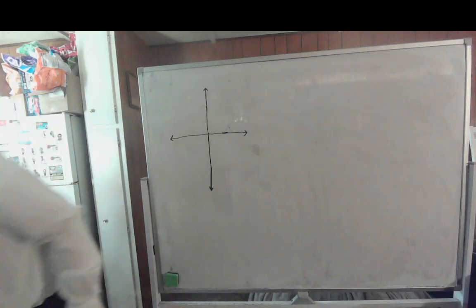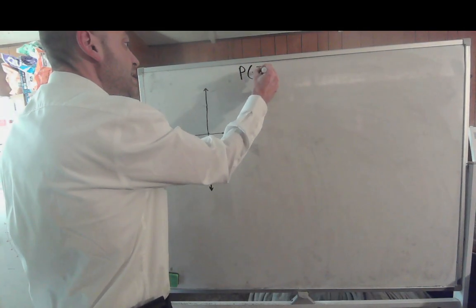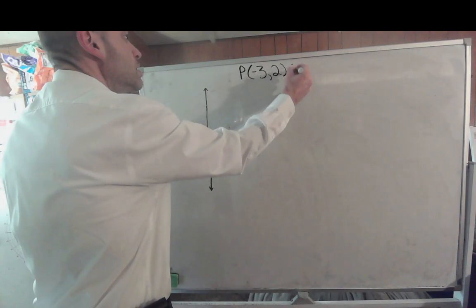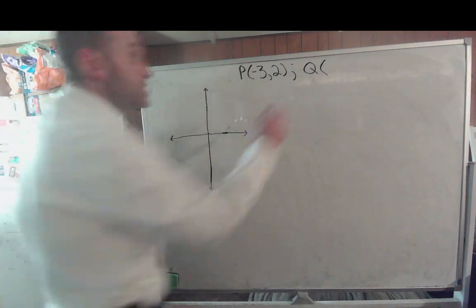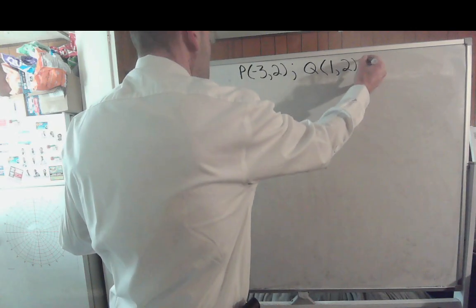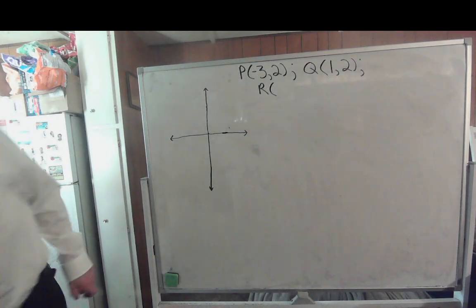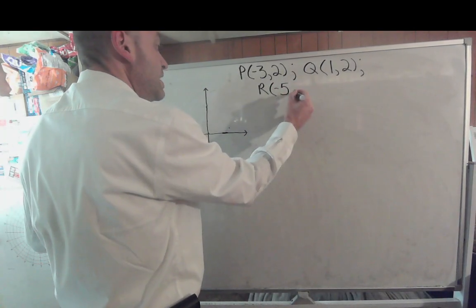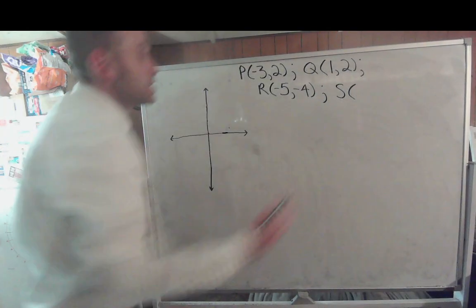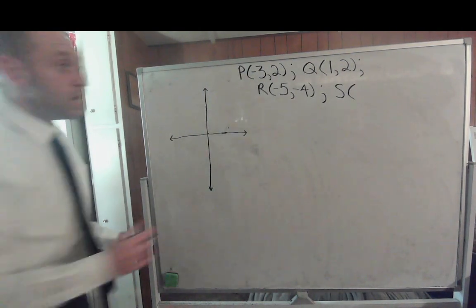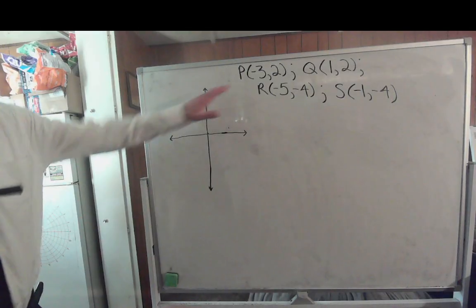So let's see here. Point P has the coordinates negative 3, 2. Point Q has the coordinates 1, 2. R has the coordinates negative 5, negative 4. And then S has the coordinates negative 1, negative 4. So I have 4 vertices this time.